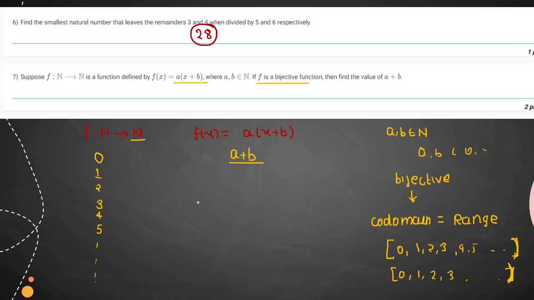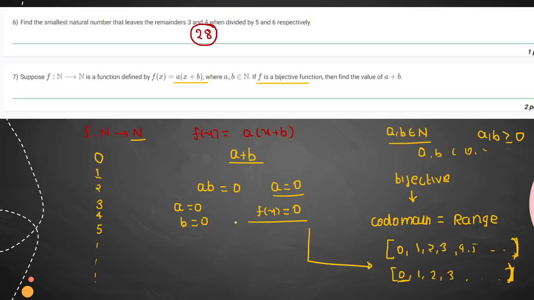So the smallest natural number is 0, so we will substitute x as 0. So the smallest output is 0. So b will be equal to 0 because a and b are greater than or equal to 0. So that implies either a is equal to 0 or b is equal to 0. Okay, but we can't take a as equal to 0. When we take a as equal to 0, f of x will be simply 0, so its output will be only 0, not natural number. So that's why we will not take a as 0 here.